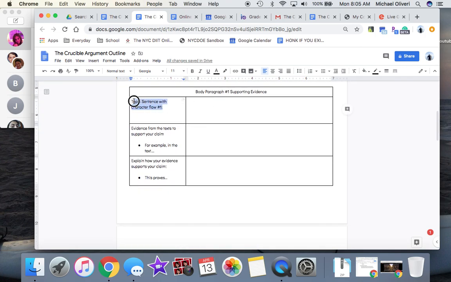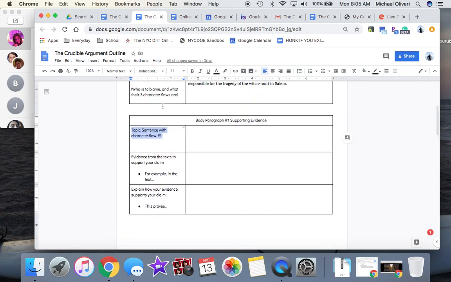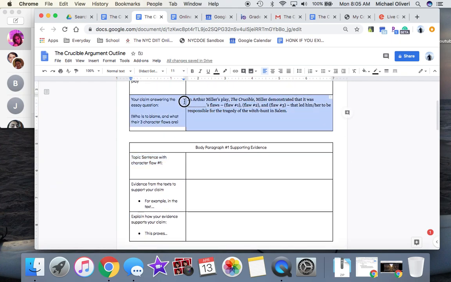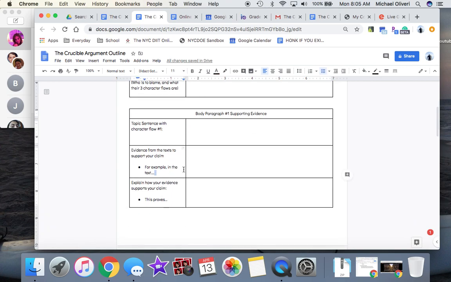Topic sentence with character flaw number 1. Okay, so you have everything set up here. Your body paragraphs are just going to prove and demonstrate that, yep, it's their fault because they had all these flaws. You have flaw number one, evidence from the text to support that, and then explain how your evidence supports your claim. Remember, evidence, explain. Evidence, explain. We've been doing this. We've always done this. We just got to refresh.